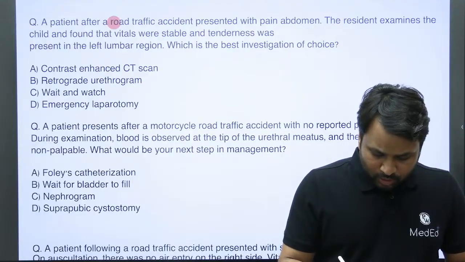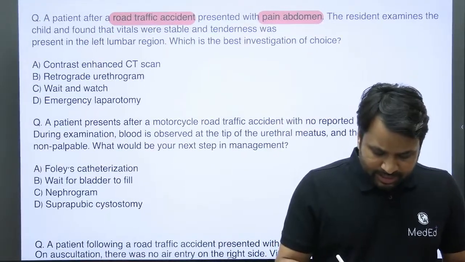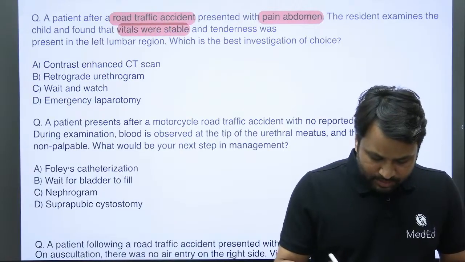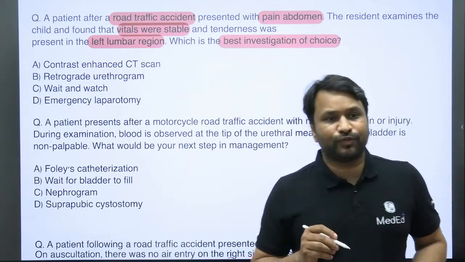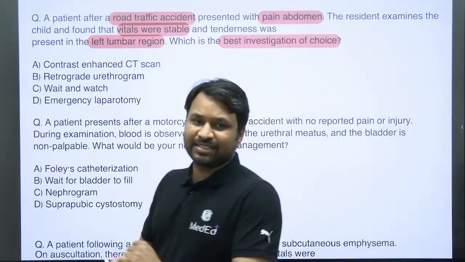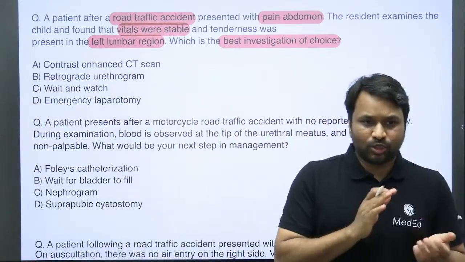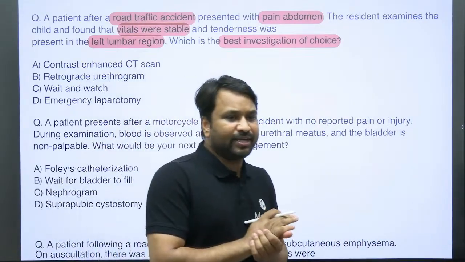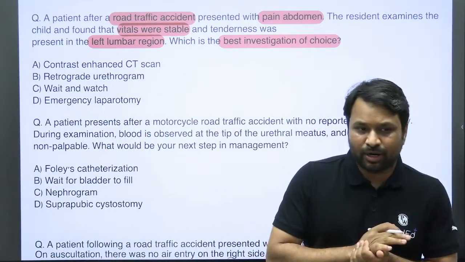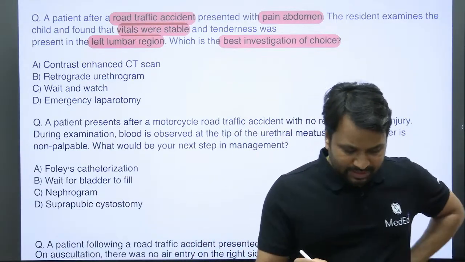A patient had a road traffic accident, presented with abdominal pain. The resident examines the child and finds vitals are stable. Tenderness was present in the left lumbar region. What is the best investigation of choice? This is easier. Come on, quick. Road traffic accident, pain abdomen, patient is stable, there's tenderness in the left lumbar region. You're thinking about renal injuries.